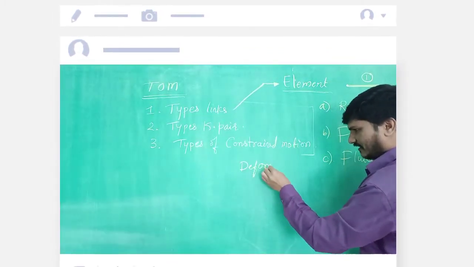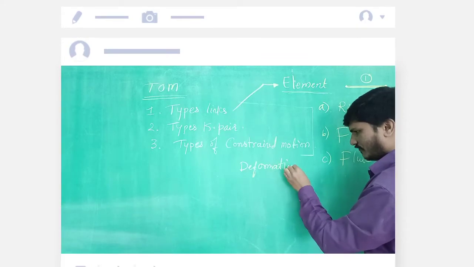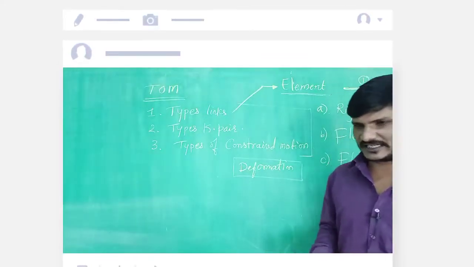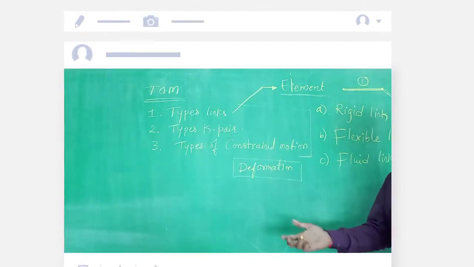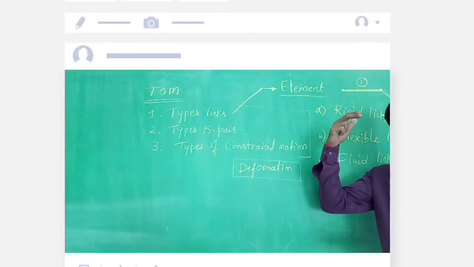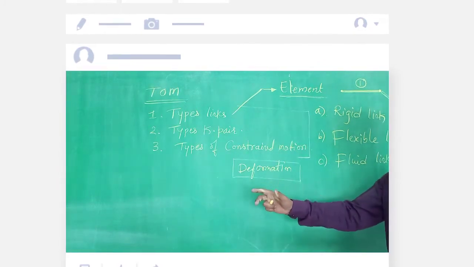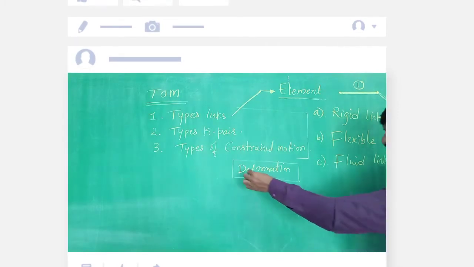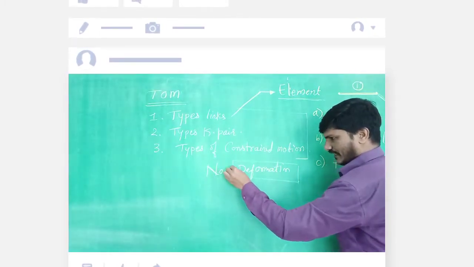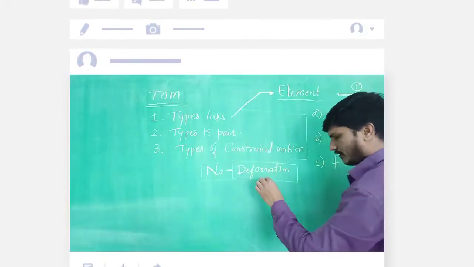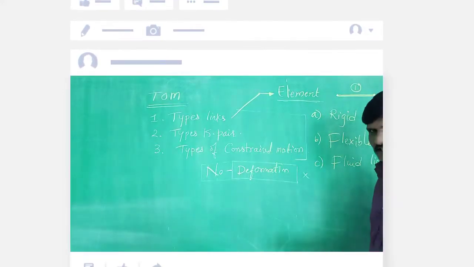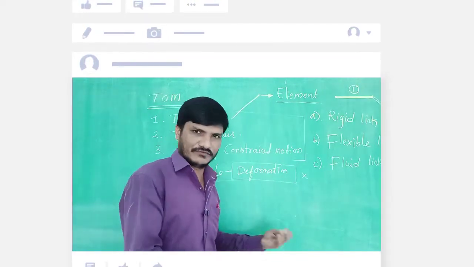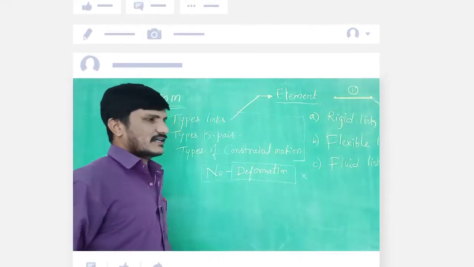If you take any element, a small amount of deformation occurs. If you take IC engine parts like the piston and connecting rod, there will be a small amount of deformation when you go for practical analysis. So rigid is nothing but no deformation, and this type does not exist in practice, because any element will give some deformation. So that is the rigid link.